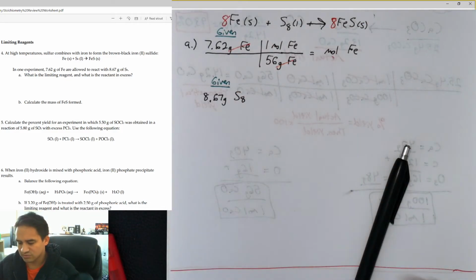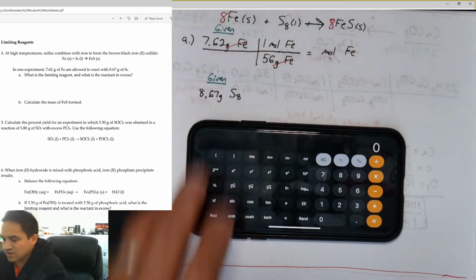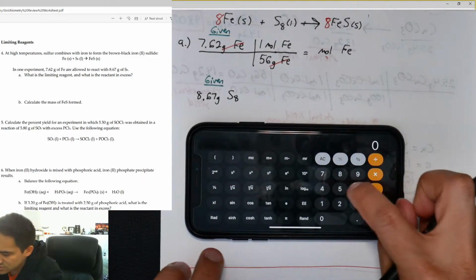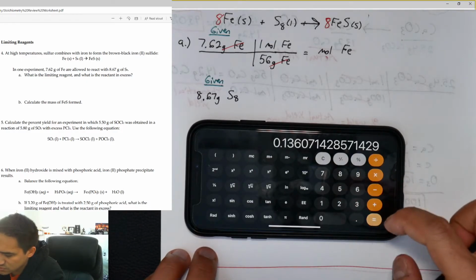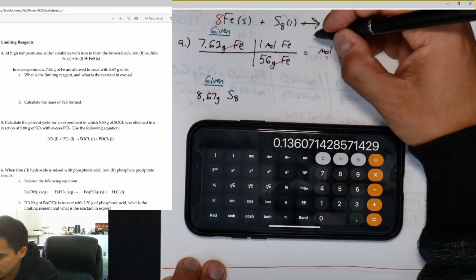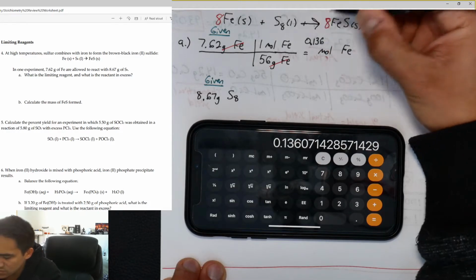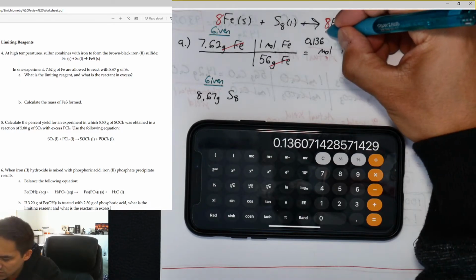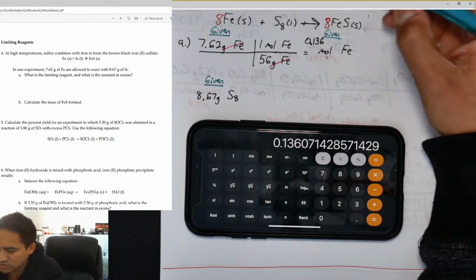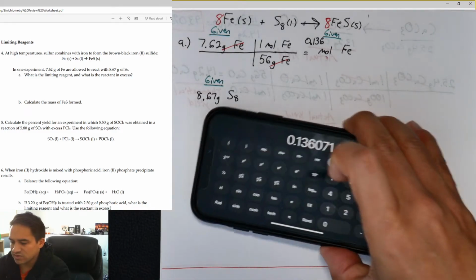cancel. Okay, so real quick, let's just pull out our calculator here. We are going to take 7.62 divided by 56 equals, all right, and I guess we'll round to 3 significant figures. So we'll get 0.136 moles of iron, okay? So again, this is still what we are being given in the problem. We just took what we are given in grams and converted it into moles. Same thing now, let's do that with the sulfur.